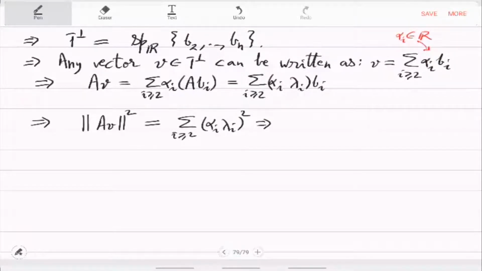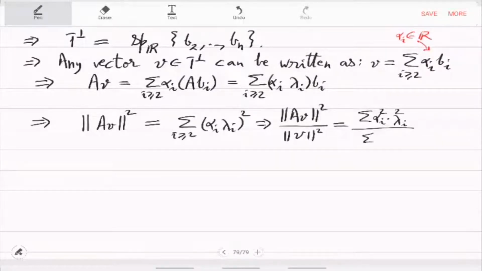which means that, so we did not pick V to be a unit vector, but we can make it unit by just dividing by the length of V square, and that will be the sum of alpha i square times lambda i square over the sum of alpha i square. So we are just taking a convex combination of lambda i squares. Okay. Now when you take this convex combination, or when you take this kind of weighted average, you cannot exceed the maximum. So maximum is lambda 2. Okay, so A's action on 1 bar orthogonal unit vectors, right, this cannot give a scaling more than lambda 2.